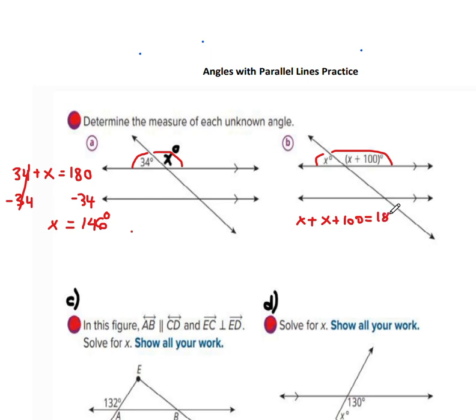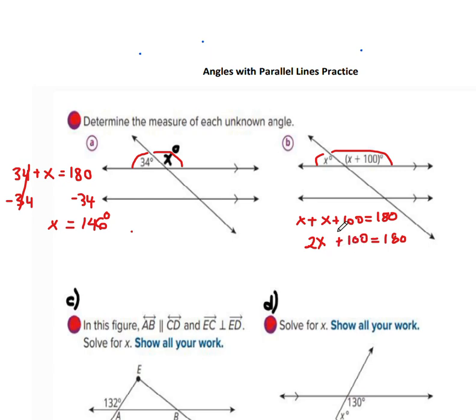So we will simplify here and then we will solve for x. So x plus x is going to give me 2x. So I'm going to have 2x plus 100 equal to 180. So 2x plus 100 is equal to 180 because x plus x is 2x. So now we need to get x on its own.